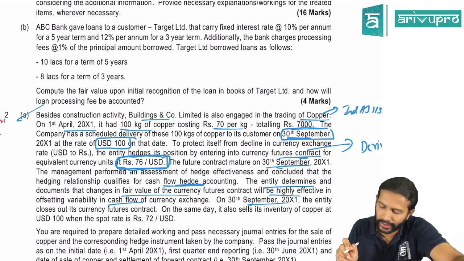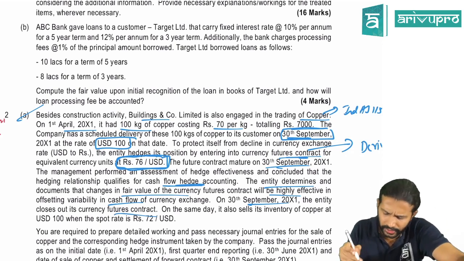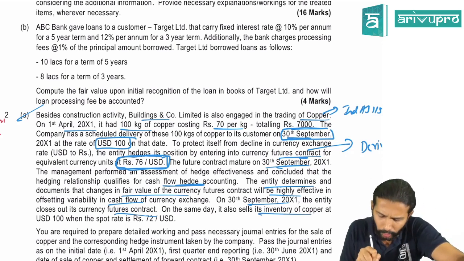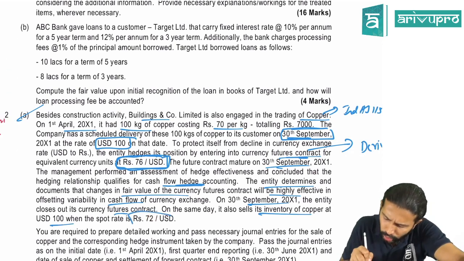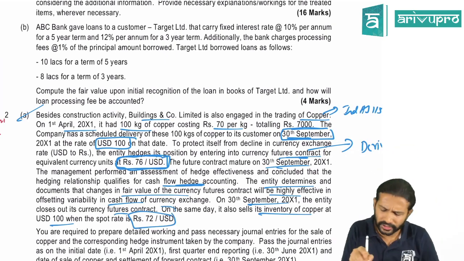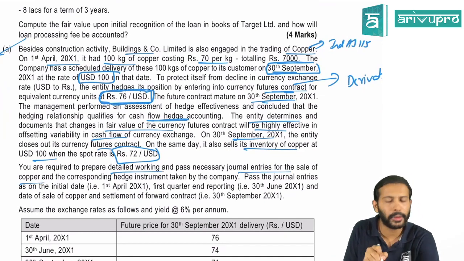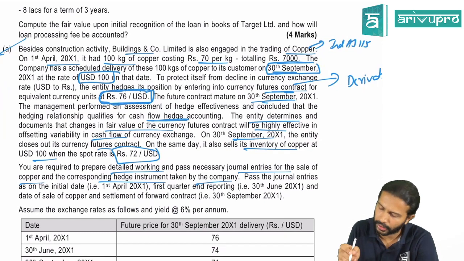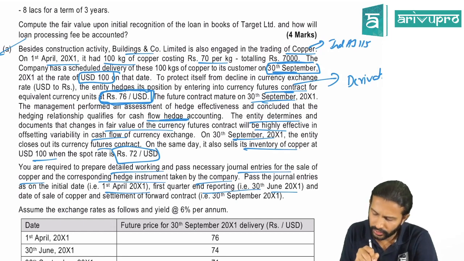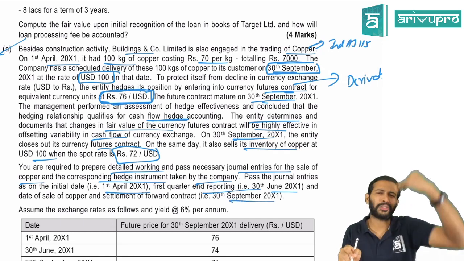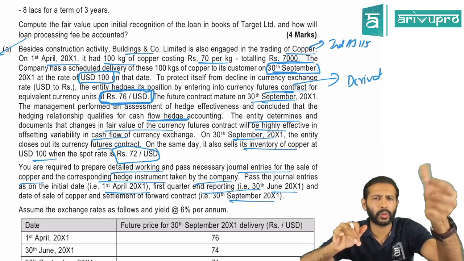On 30th September 20X1, the entity closes out its currency future contract. So maturity came and they've closed out this derivative. On the same day, it also sells its inventory of copper at US $100 when the spot rate was 72. So they have sold the goods to the foreign currency debtor at 72 per dollar. Okay. You are required to prepare a detailed working, passing the journal entry for the sale of copper and the corresponding hedge instrument taken by the company. Pass journal entries as of the initial date, 1st April, the first quarter ending 30th June, and the date of sale of copper and settlement, 30th September. Meaning from 1st April to 30th September, they are asking you all the journal entries. If any working note is required to ascertain the value, they are asking you that also.